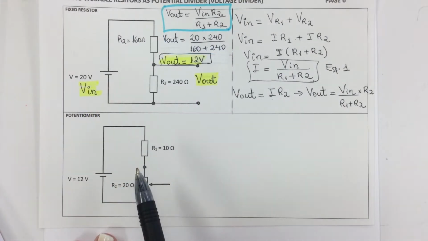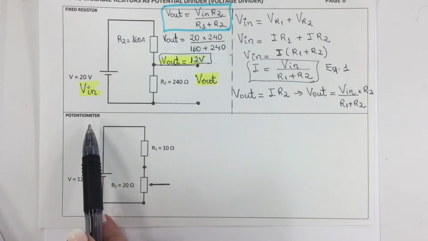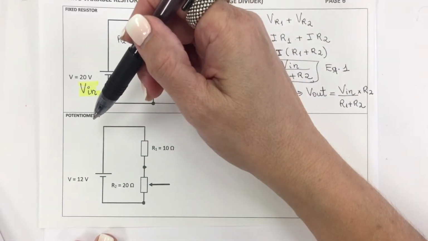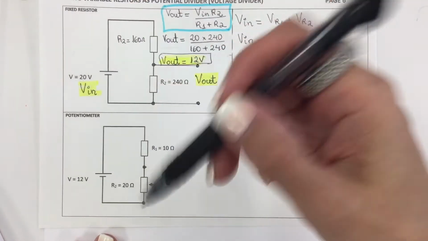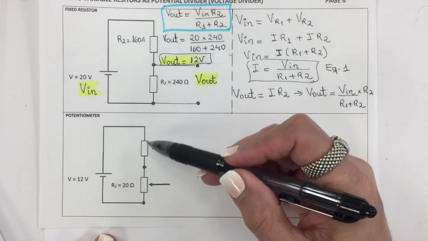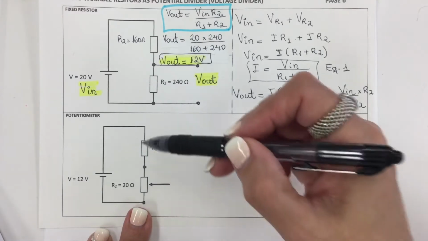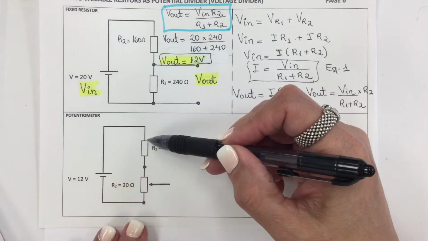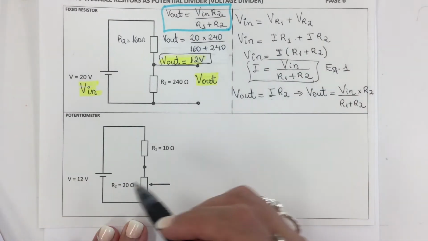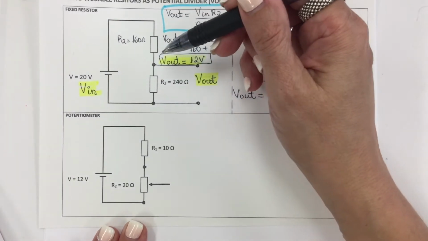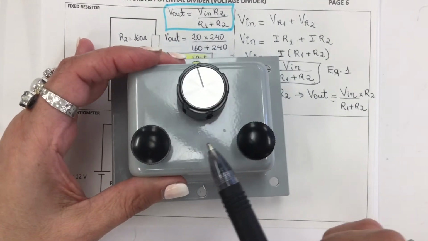In this second circuit, now I'm using a potentiometer. So a potentiometer is a device that changes the resistance, and by changing the resistance, I can control how much output voltage I want on this resistor or on this resistor, depending on where I want to reduce the voltage supply. So now instead of having a fixed resistor, I'm using a variable resistor. This is an example of a potentiometer.